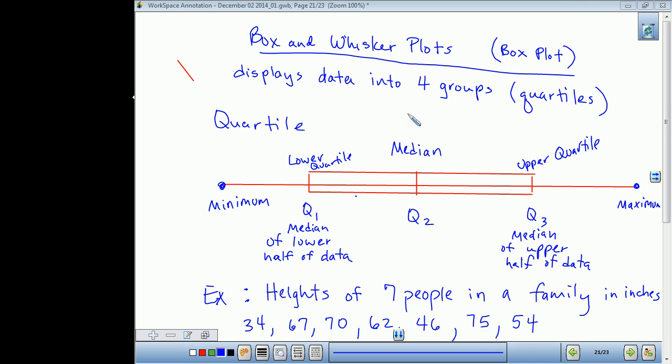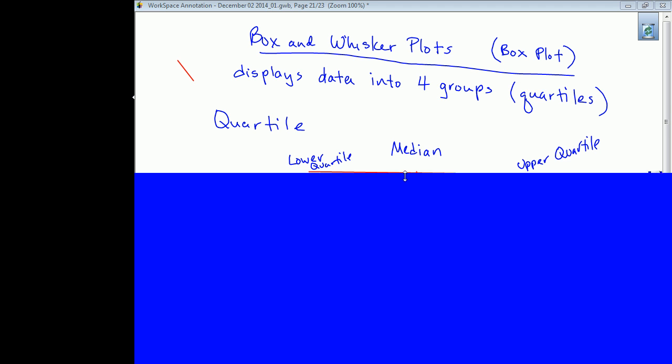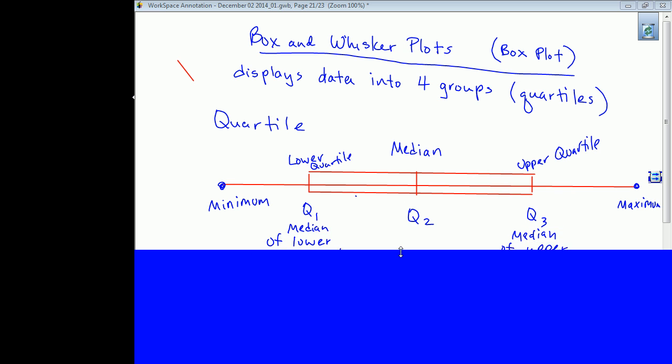Okay, so box and whisker plots are also called box plots. What they do is they take our data and visually divide it up into 4 groups. Those 4 groups are called quartiles. What does that word make you think of? 4. Quarters. Okay? So when we have our quartiles, it looks like this.